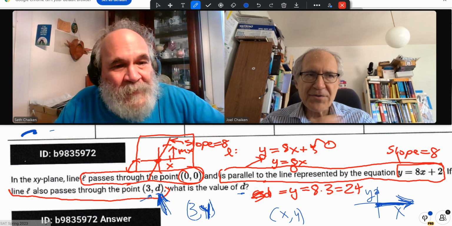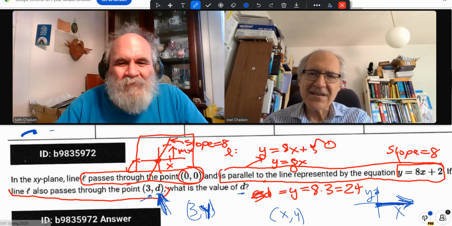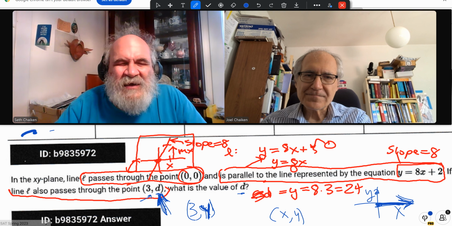So we can go through the different questions. Calculator doesn't really help. I mean, 3 times 8 is 24. Unless you need to multiply 8 by 3.